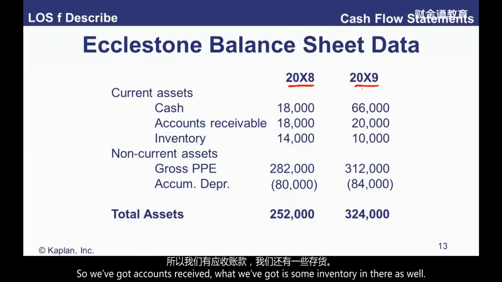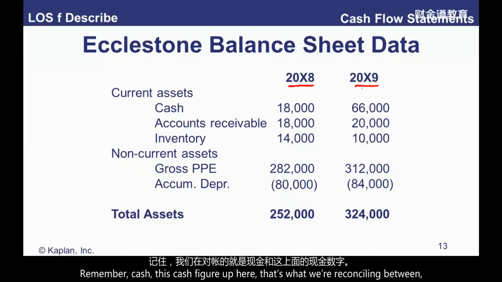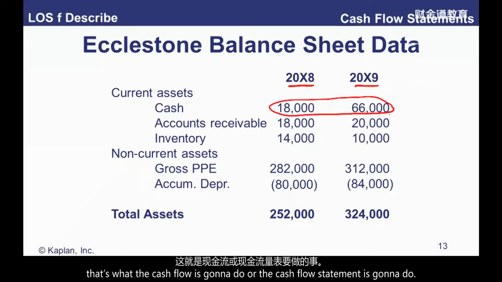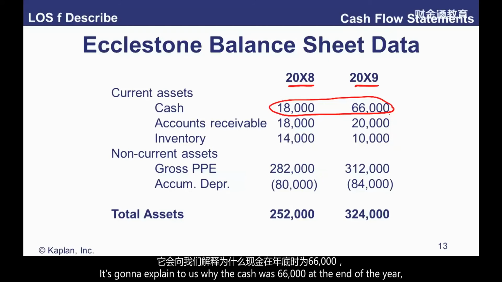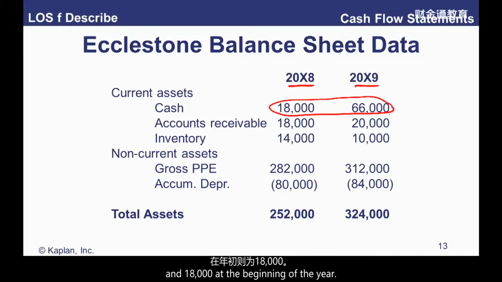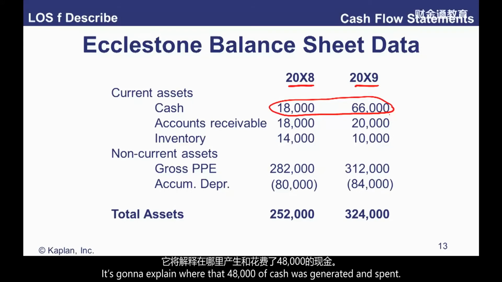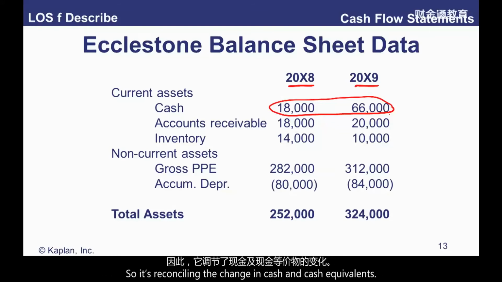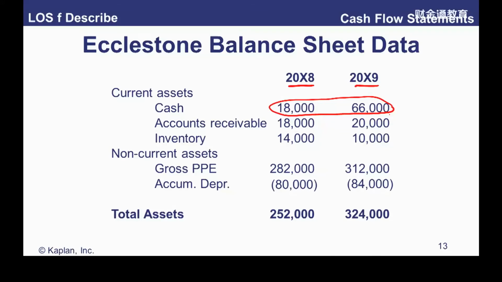So we've got accounts receivable, we've got some inventory in there as well. Remember cash, this cash figure up here, that's what we're reconciling between. That's what the cash flow statement is going to do. It's going to explain to us why if cash was 66,000 at the end of the year and 18,000 at the beginning of the year, it's going to explain where that 48,000 of cash was generated and spent. So it's reconciling the change in cash and cash equivalents.